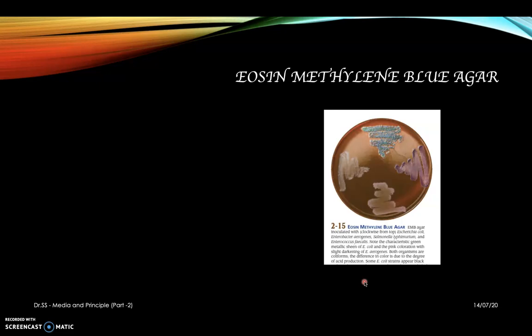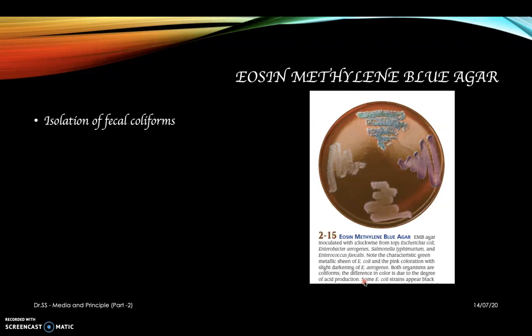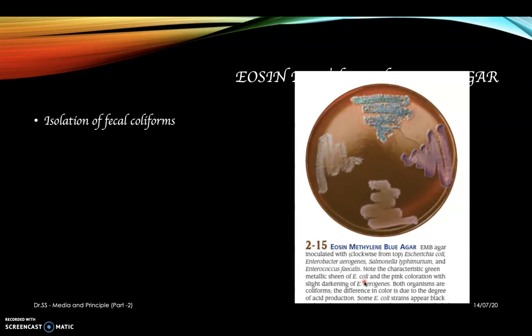Okay, next one, EMB agar or Eosin methylene blue agar. It is used for the isolation of fecal coliforms. It is a very common and famous media. It is used for the detection of fecal coliforms as well as a specialized media for E. coli. See, in this, 4 different types of organisms are streaked in this plate.